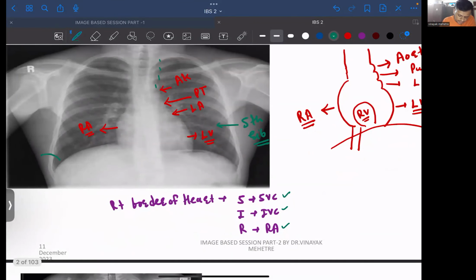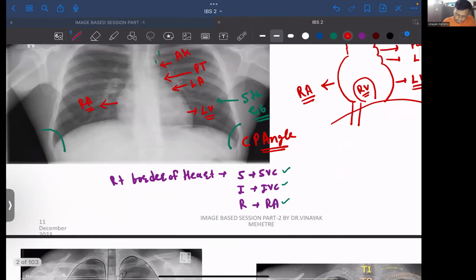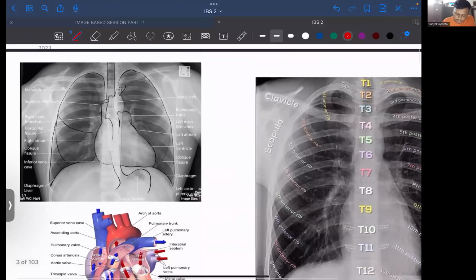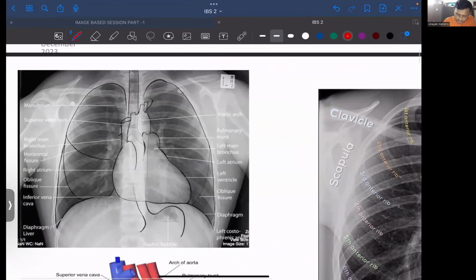What is this? This angle is called the CP angle. Okay? Costophrenic angle. CP angle. At least this much should come to you. Okay? Take a look. Just as I told you, first curve, second curve, third curve, and the biggest large curve is the left ventricle. Okay.